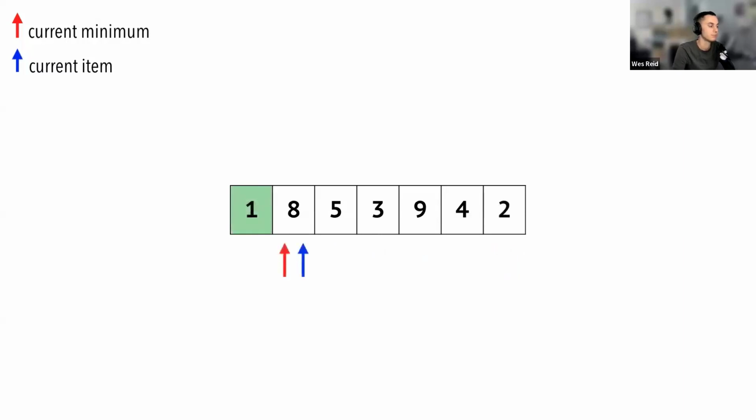Moving on, we set 8 as our current minimum and scan the remainder of the array for a smaller number, updating the current minimum as we progress. At the end we find 2 and swap it with 8. We're ready for the next iteration. This time, 3 moves into our sorted partition.